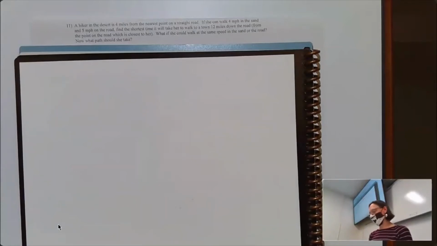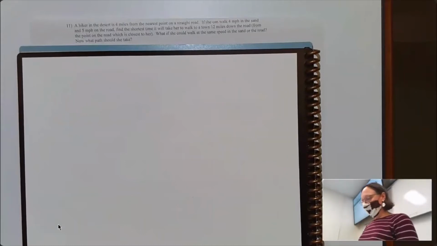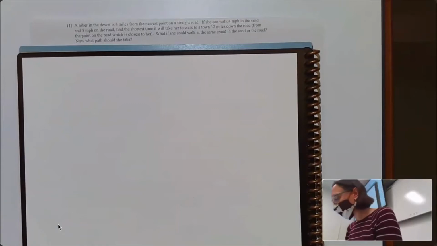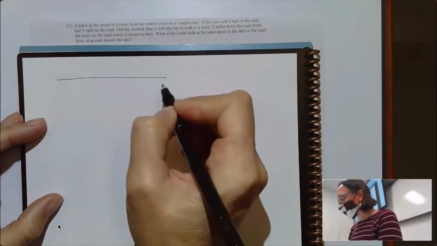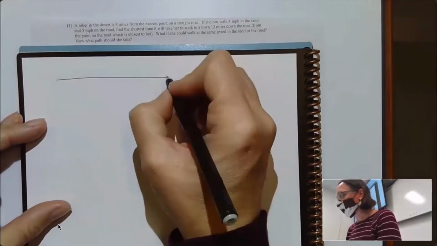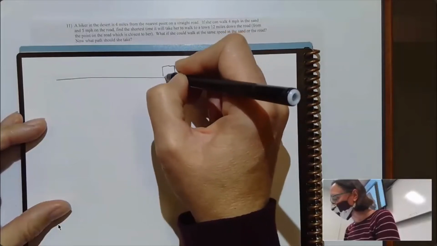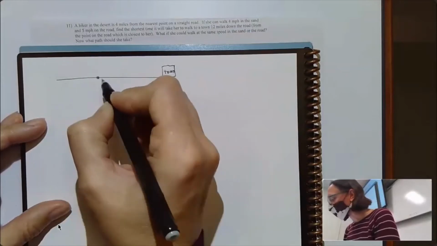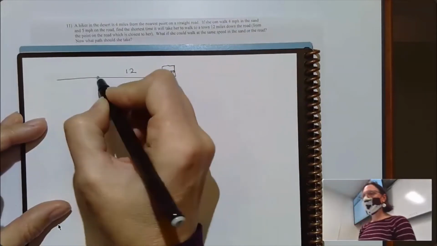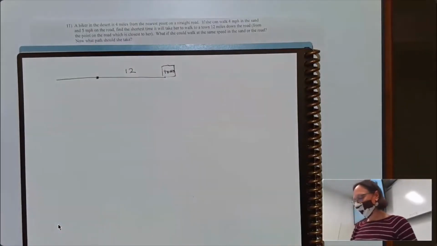I definitely think this is a problem where I would like a picture. So we've got the desert out here. We've got a road. So here's the road. And we're trying to get to town over here. So here's town. And town is 12 miles from this point. And the hiker is currently out here in the desert.